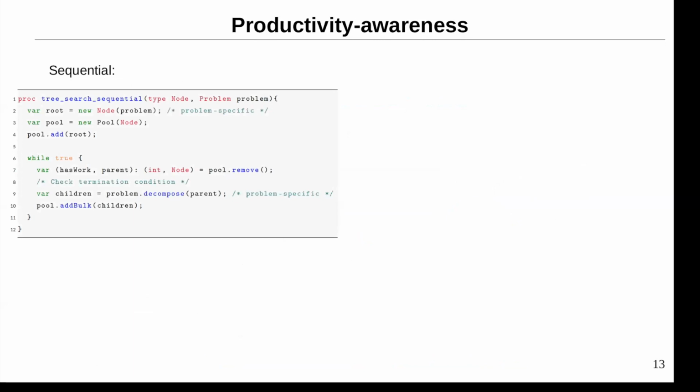Now I'm going to show you our parallel distributed implementation, but in order to better highlight its productivity awareness, I first show you a sequential version. We initialize the root and the pool, we insert the root in the pool, and then we perform the DFS. As explained before, we remove a parent node from the pool. Then the parent node is decomposed into sets of children nodes, using the problem-specific branching and bound operators. Finally, the children are inserted in the pool, and we do this again and again until the pool is empty, meaning the end of the exploration. In this figure, I omitted the termination condition for readability, and because it's not the key point of this talk.